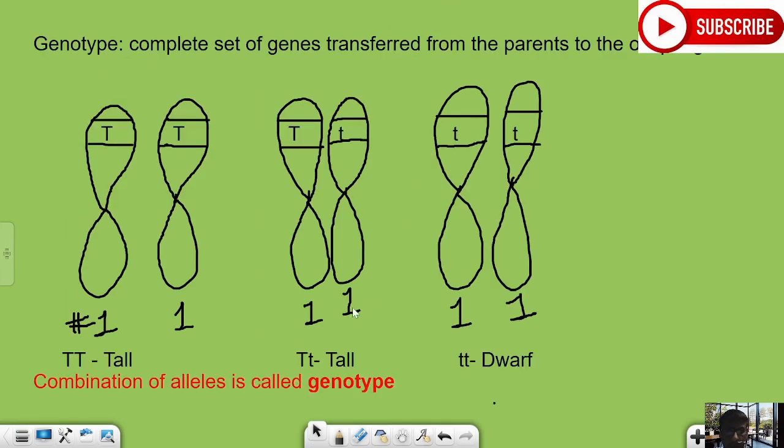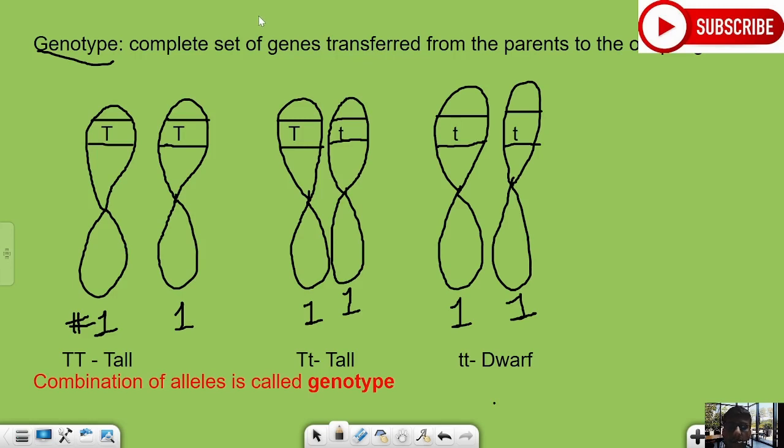So next we are going to see the next term. What is a genotype? Genotype is actually the complete set of genes which are transferred from the parents to the offspring. So how is this transferred? This is transferred by the process of reproduction, right?